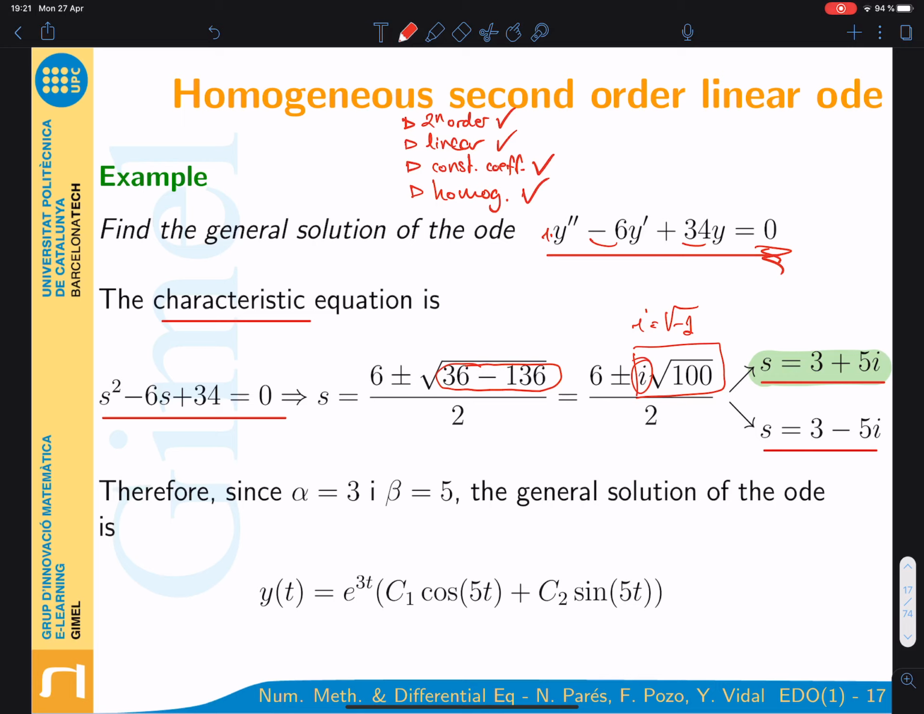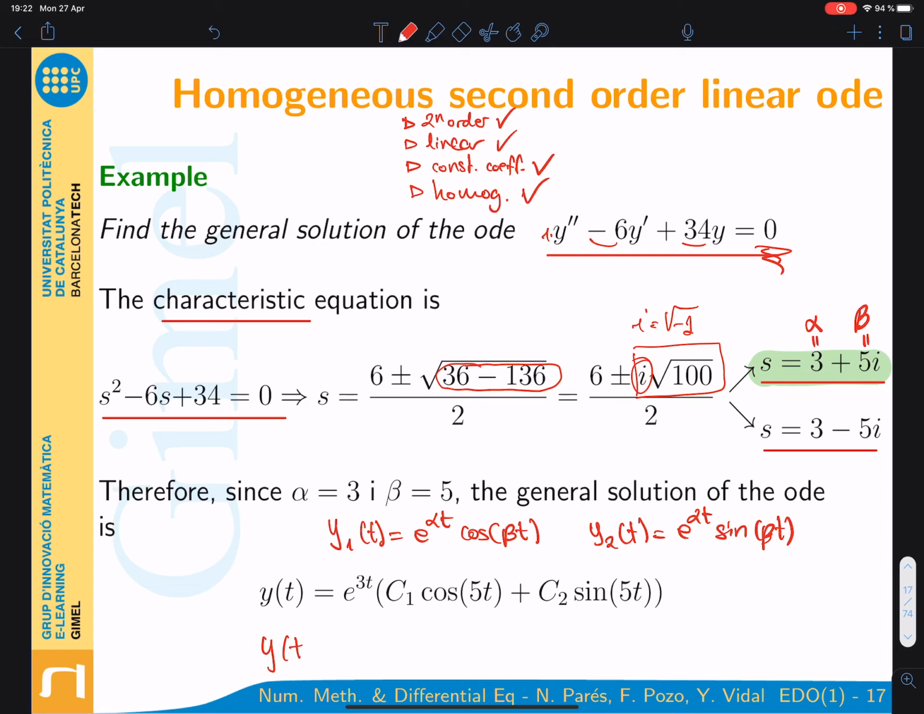Remember that in this case, this is alpha and this is beta that we had in the previous slide. Remember that this is giving me the real part of the complex solution, and this is giving the imaginary part of the complex number. So in this case, alpha is equal to 3 and beta is equal to 5.